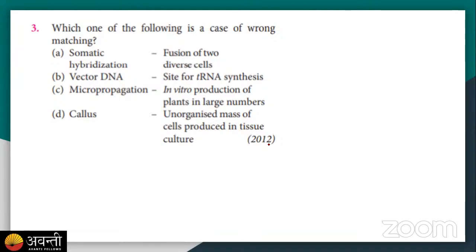Okay, so as you have given your answer, this is your result. Let's find out which statement is correct. Option A says somatic hybridization. Somatic, those cells which are not forming the gametes. Hybridization, that is combination of two different things. The statement is saying it is a fusion of two diverse cells. So yes, option A is correct.